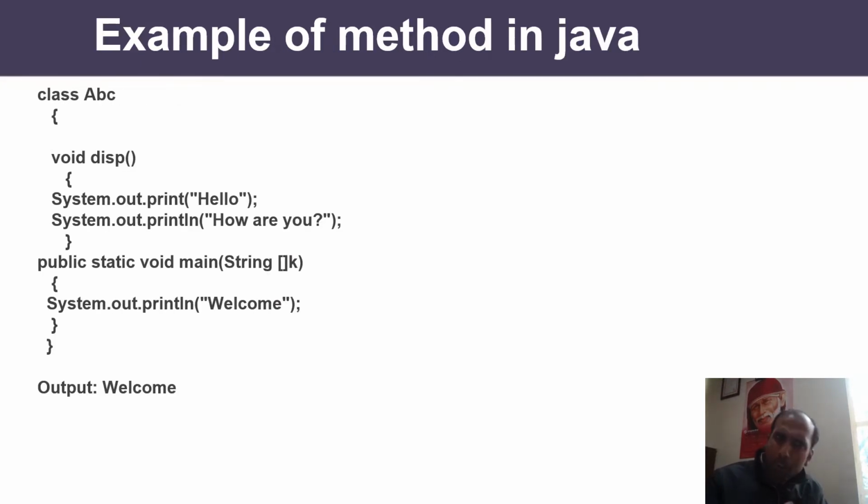Now, that's very simple. I have created a class ABC. Inside the class I have created a method display, void display, and inside display I have given some SOP message, hello and how are you. Now I have created a main method and given a message SOP welcome. When you compile this program, a class file abc.class will be created, and when you run this program you will see the output welcome. Now the question arises, hello and how are you is not coming. Why? Because you have created the method but you have not called it.